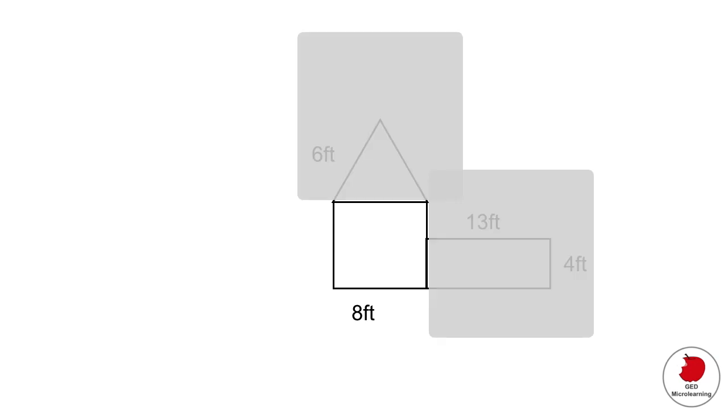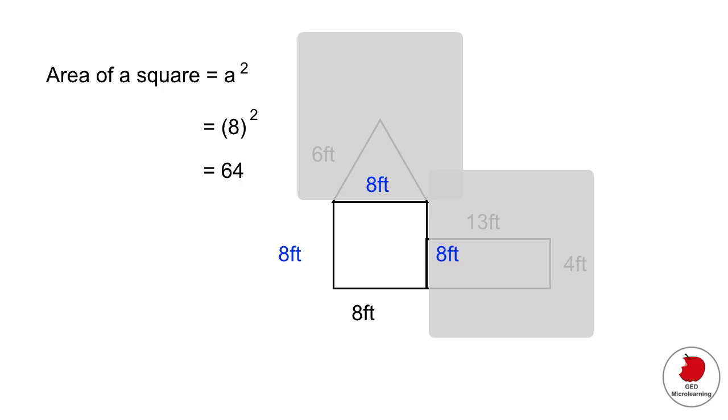So let's start with the square. As you know, a square has the same length on every side. So if it tells you that that side is 8 feet, that means that side is going to be 8 feet, this one's going to be 8 feet, and that one's going to be 8 feet. So how do we figure out the area of a square? Well, the area of a square is simply a, or x, or whatever you want, squared. So in this case, we would say 8 squared. That gives us 64. So this one is done.